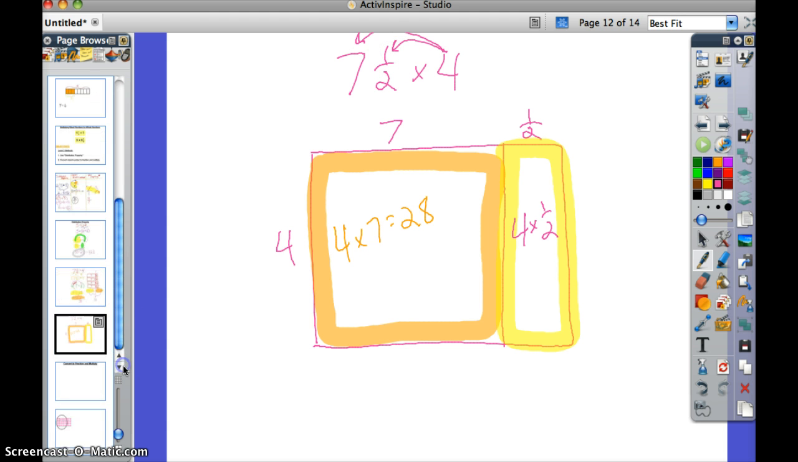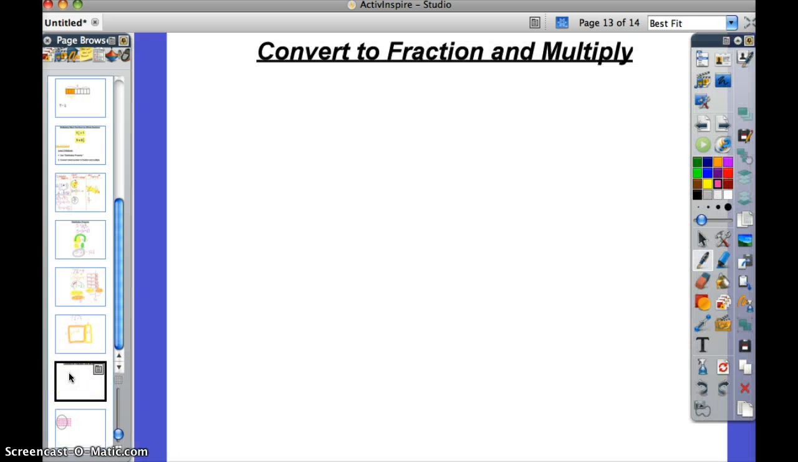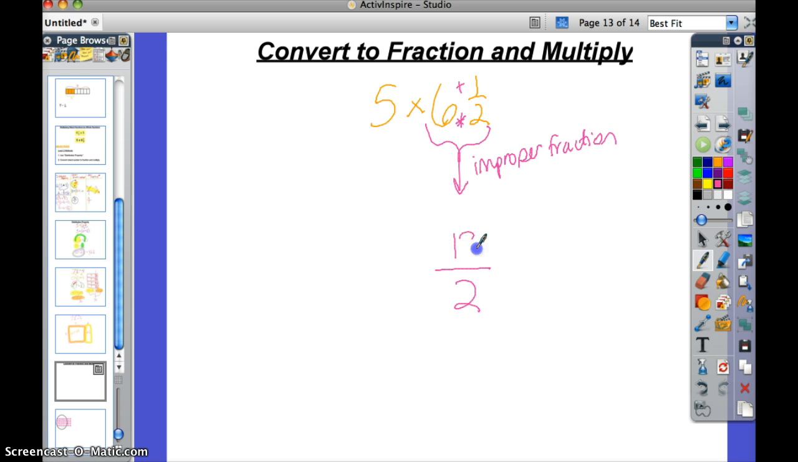The next way I want to show you is using just converting to a fraction, simplifying, and then multiplying. So let's do that same problem, 5 times 6½. Now, what you need to do is take the mixed number and make it into an improper fraction so that you can apply the familiar fraction times whole number multiplication to the unfamiliar, which is mixed number times whole number multiplication. So just like we practiced, the equivalent improper fraction is 13 halves. 6 times 2 is 12 plus 1, 13 halves. And now you're able to just multiply like normal.